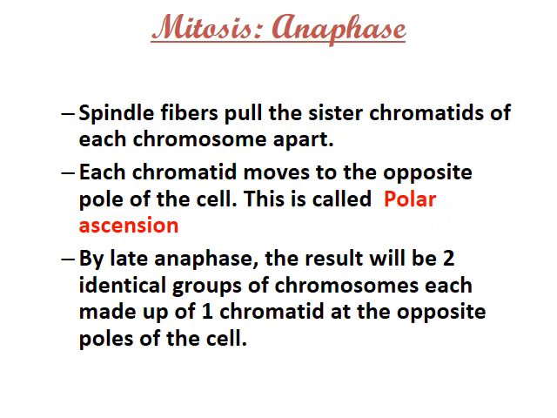So what happens? The spindle fibers of the cell pull the sister chromatids of each chromosome apart. Each chromatid moves to the opposite pole of the cell. This process, and this is the key word here, is called polar ascension. By late anaphase, the result is two identical groups of chromosomes, each made up of one chromatid, at the opposite poles of the cell.